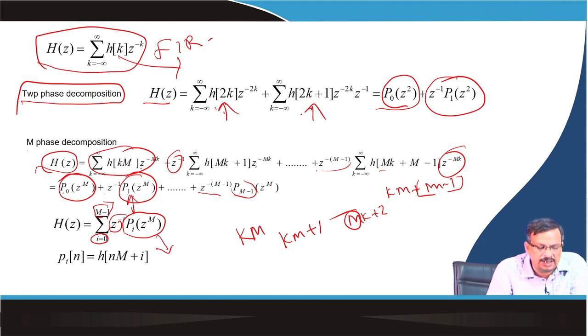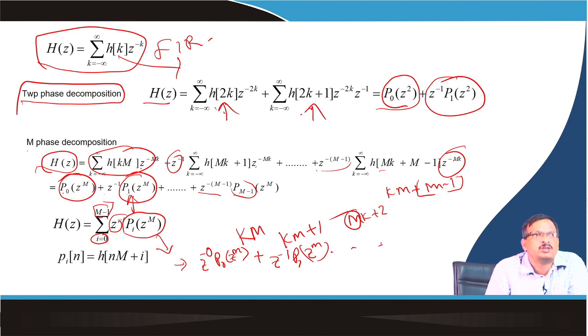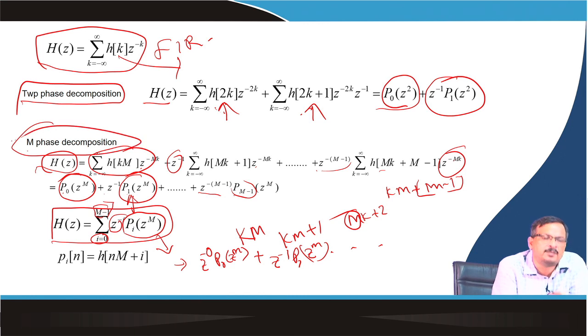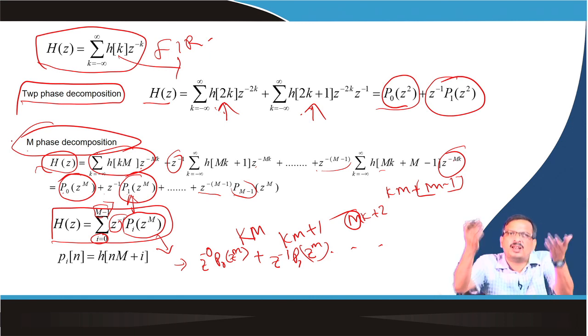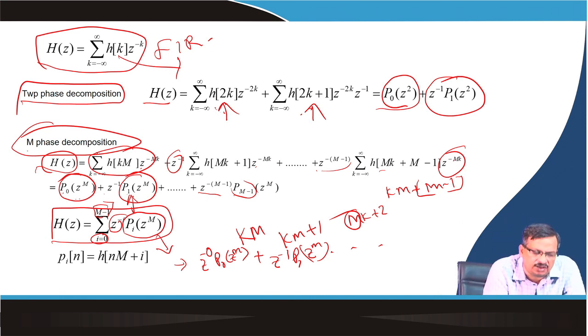So if I expand it, what will happen? With i equal to 0, z to the power minus 0 p0 z to the power m plus z to the power minus 1 p1 z to the power m, dot dot dot. So this is my polyphase decomposition of a filter H(z). Poly means more than one, so this is the m-phase decomposition.